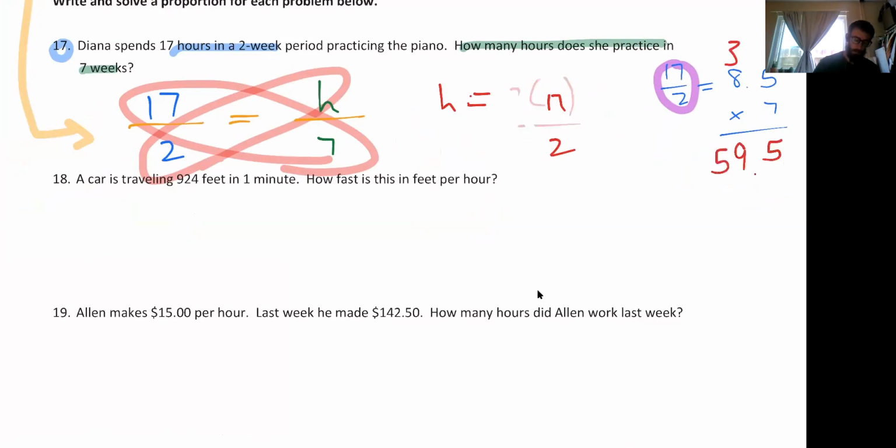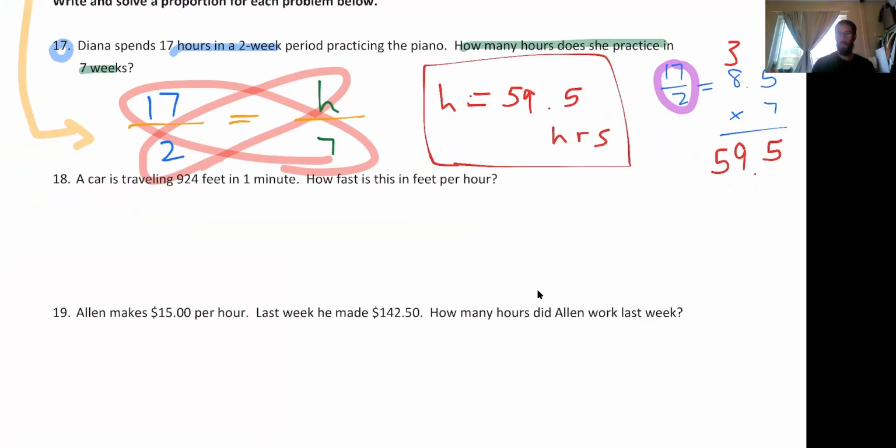The amount of time that Diana would spend in 7 weeks is 59.5, and we know we always label because we're good mathematicians and good students. Boom, hours. Dang, Diana, committed. Respect that. All right, so that is our solution.